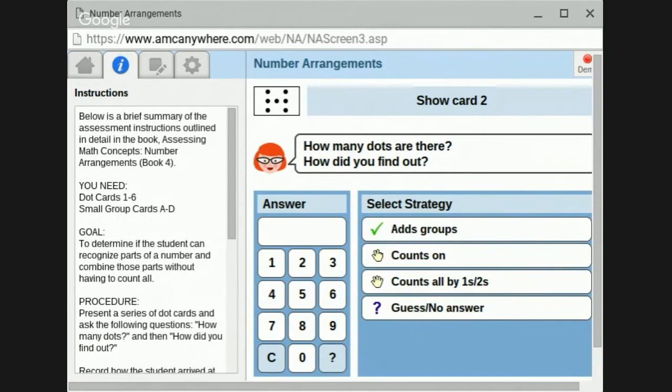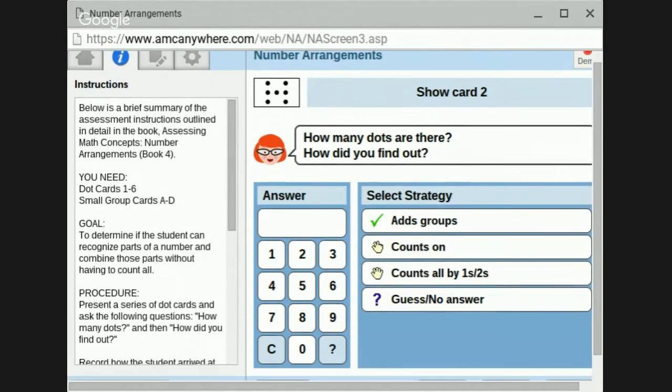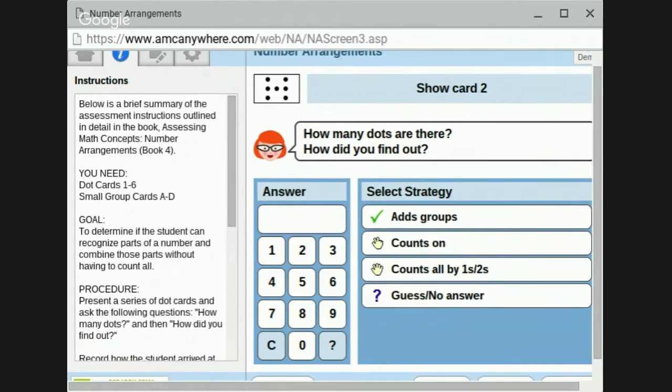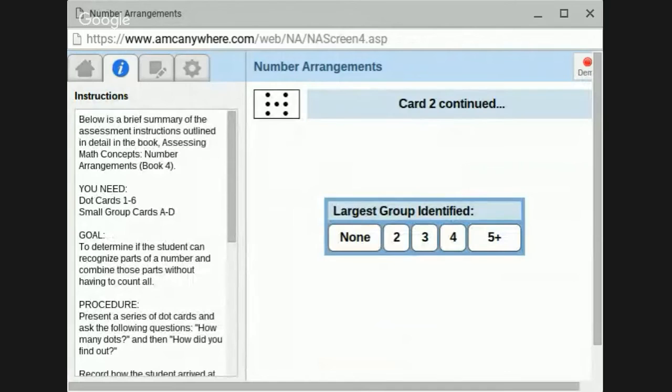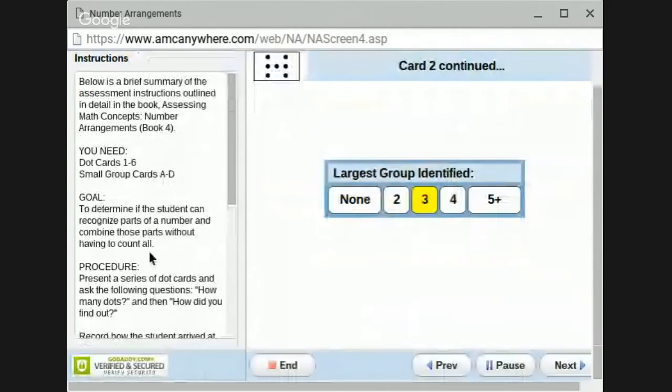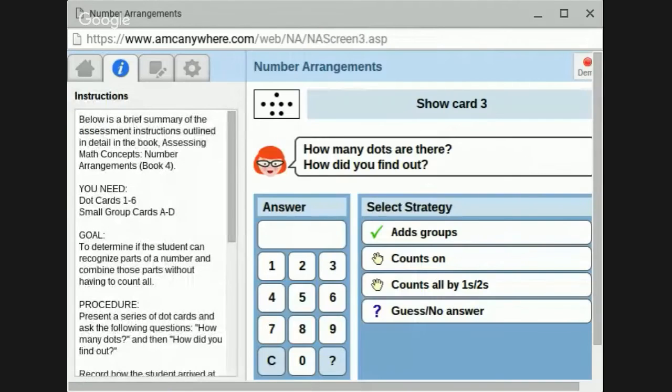You say, how many dots are there? How did you find out? Let's say the student said that there were 7. You ask them, how did you know? And she said 3, 4, 5, 6, 7. That time the child counted on because they started with 3 and then counted up from there. So the largest group that the child identified was 3. We'll go on to the next dot card.